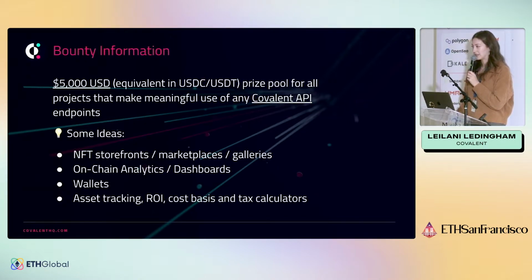So some ideas, and I'll show you some past examples as well because I think we have lots of time. NFT storefronts are great. On-chain analytics, really easy with Covalent. Wallets are always an easy use case. Anything tax related, you can get historical transactions, and we do have a pretty new way to crawl historical transactions if you're looking at doing that at scale across any different chain. So I can walk you through that as well.